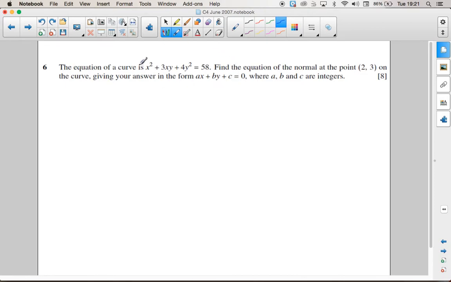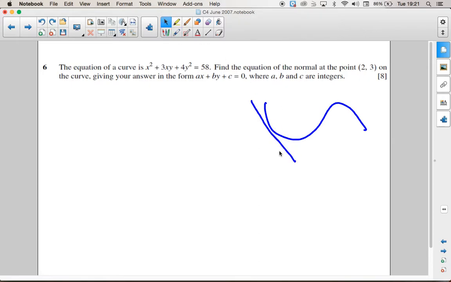As an implicit function, it wants us to find the equation of the normal. Now we know from C1 that the normal is perpendicular to a tangent line. So this is my tangent line, then this is my normal. So if we can find the gradient of the tangent line, we can just find the negative reciprocal, which will get us the gradient of the normal.